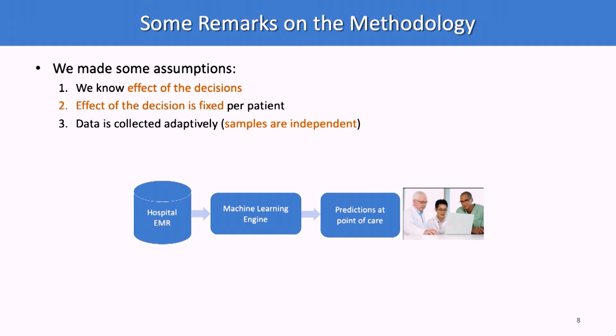Data goes to a machine learning engine. The machine learning engine makes predictions at the point of care, and then physicians take those predictions into account and make a decision. So I talked about the readmission case, but in, say, the sepsis case or other things, the decisions of what to do next depend on what the ML engine told the doctors.